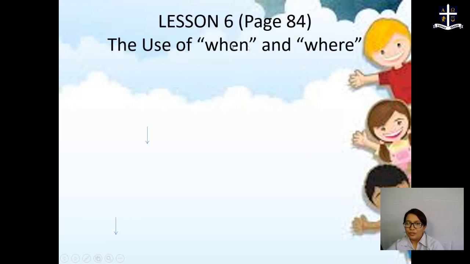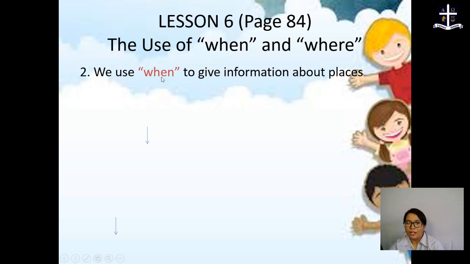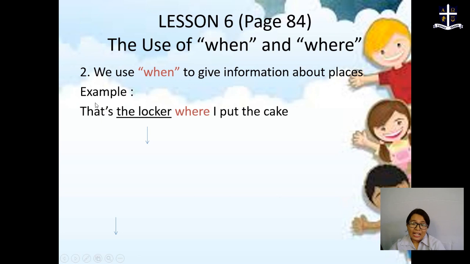So now we are going to move to lesson 6. So please open your book on page 84. So here we are going to learn the use of when and also where. So let's see. You have to read the dialogue on page 84 by yourself, yeah? So here, look at the use of when and where. So we use where to give information about places, yeah? We use where to give information about places. So this is the example. Yeah, this one. That's the locker where I put the cake.